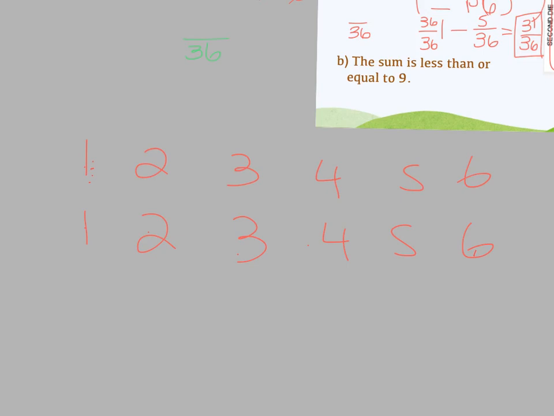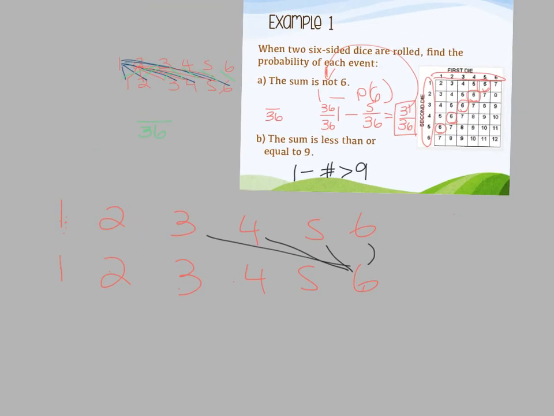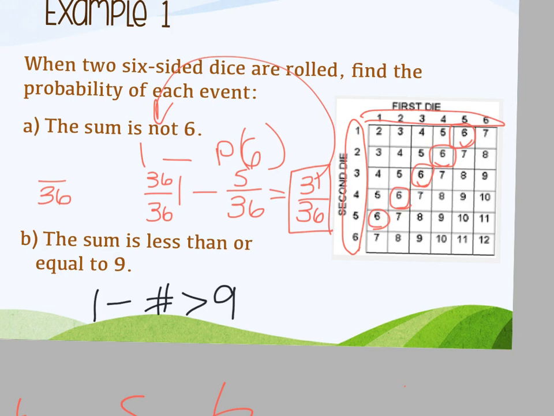So what I can do here is say 1 minus the number that are greater than 9. So greater than 9 would be 6 and 6, 5 and 6, 4 and 6, 3 and 6. And I can work my way backwards. So that's what's already in this chart. If I'm looking for ones that are greater than 9, it is simply these 6 totals. So instead of adding up all the other ones, I can just do 1 minus those 6 over 36. 1 minus 1 sixth, which is 6 sixths minus 1 sixth, or 5 sixths.